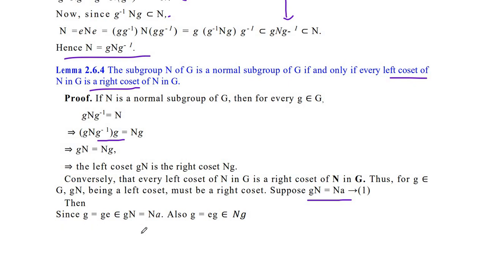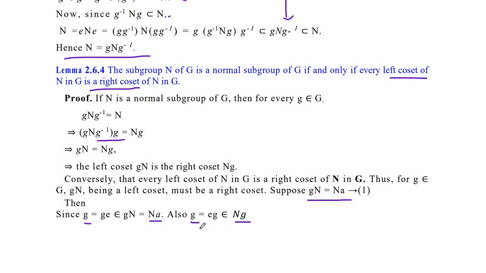So our aim now is to show that this Na is nothing but Ng. For that we consider g, which is ge. You can rewrite that, and this e belongs to N, so g belongs to gN, but gN is nothing but Na. Now we also have g being rewritten as eg, that belongs to Ng. So you have g belonging to this right coset Na, g also belonging to right coset Ng.